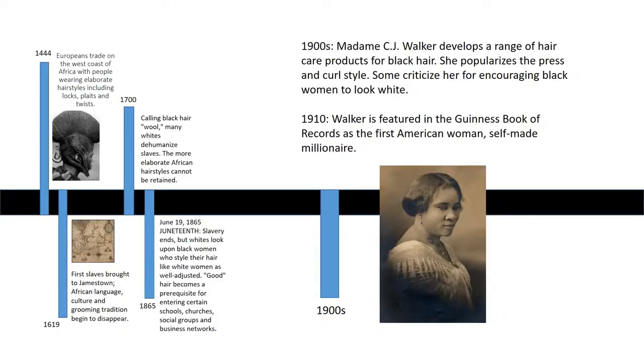In the 1900s, Madam C.J. Walker develops a range of hair care products for black hair. She popularizes the press and curl style. Some criticize her for encouraging black women to look white. In 1910, Walker is featured in the Guinness Book of Records as the first American woman self-made millionaire.